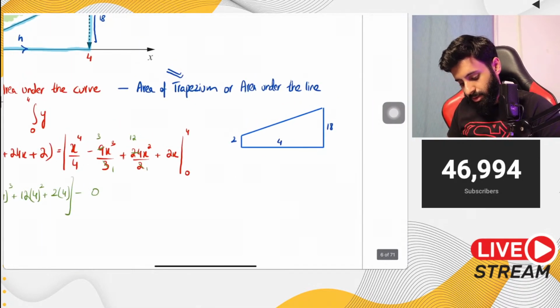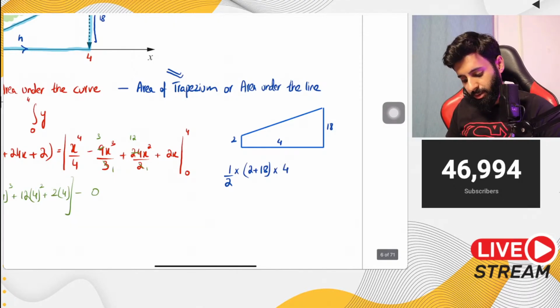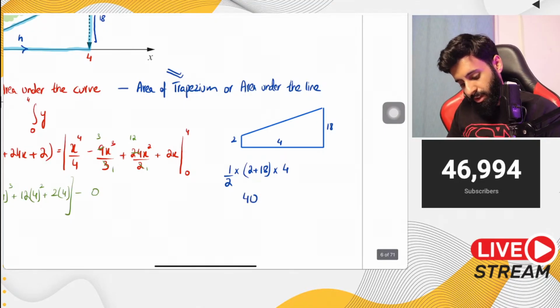So let's find the area of the trapezium. Half into the sum of parallel sides, that means 2 plus 18, multiplied by the height, which is 4. So 2 plus 18 is 20. 20 into 4 is 80, divided by 2, so that's 40. So 40 is the area of the trapezium.